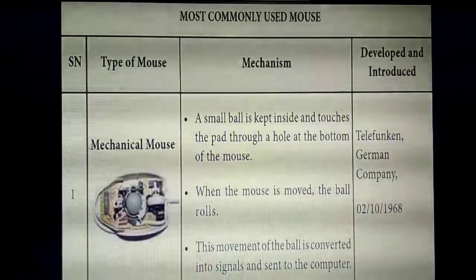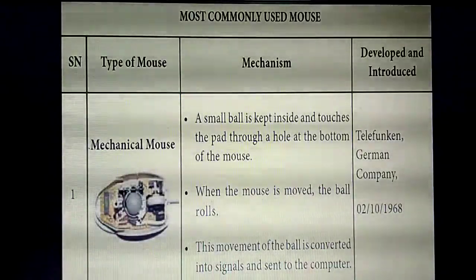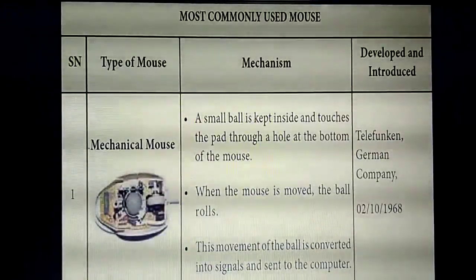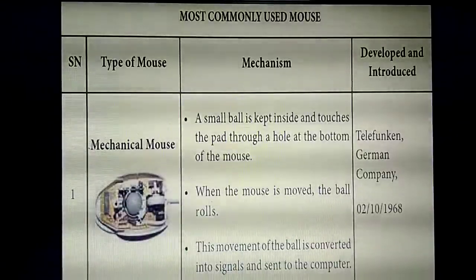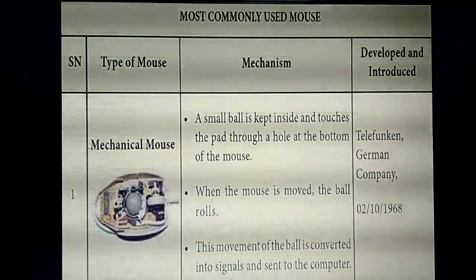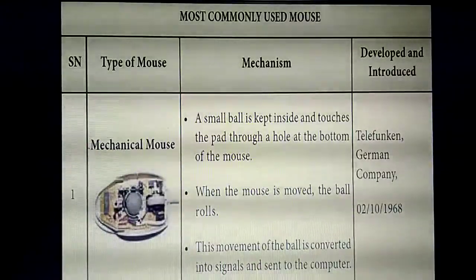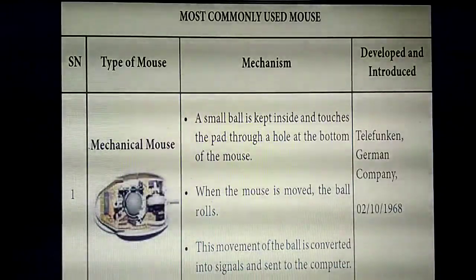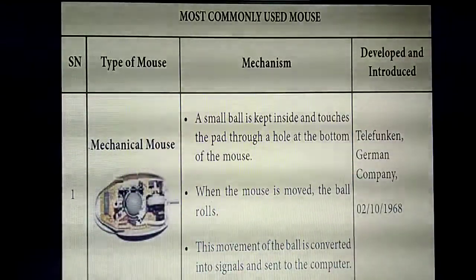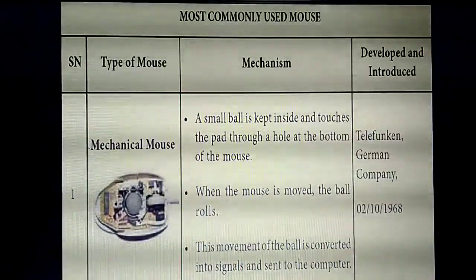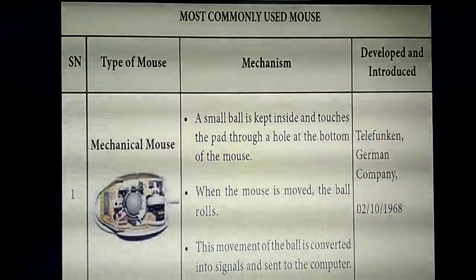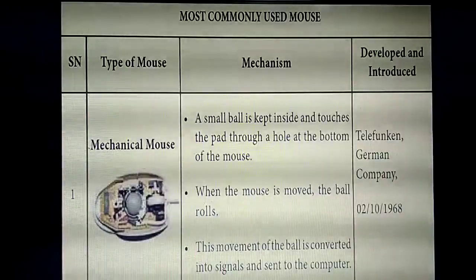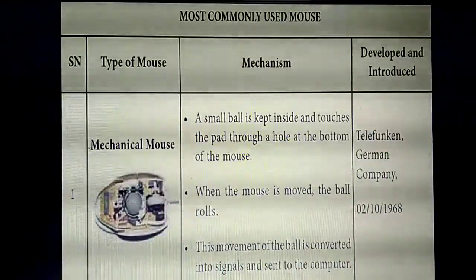Here there are three types of mouse. One by one we are going to study. This is a very important 3 mark question. If they ask a 3 mark question, you should draw this tabular column and write the answer as points, then only you will get full marks.